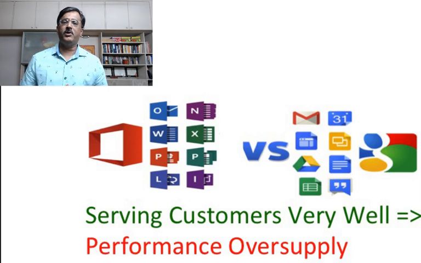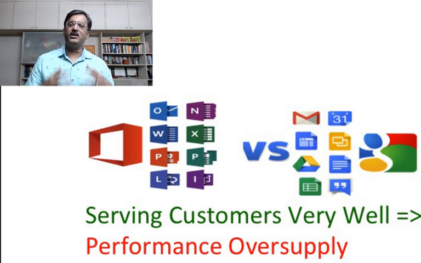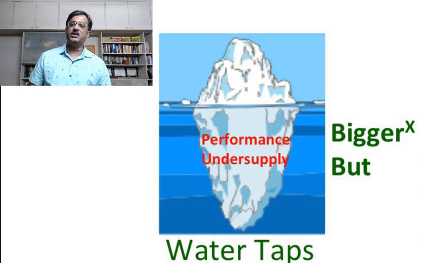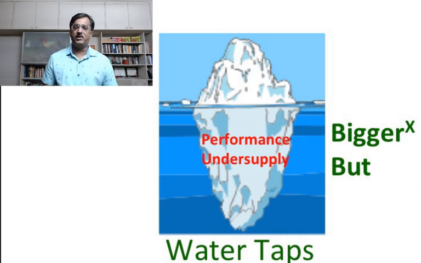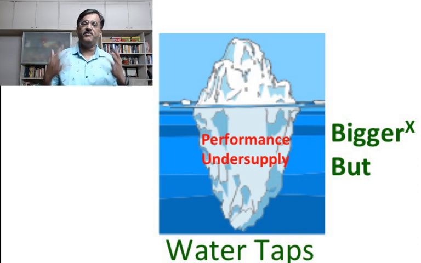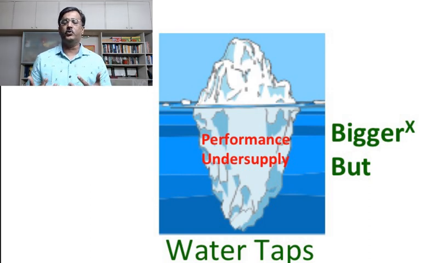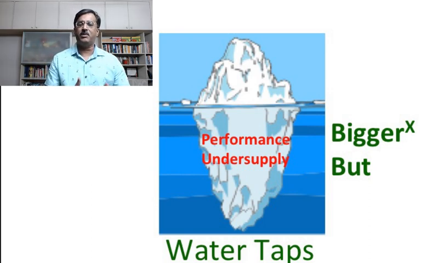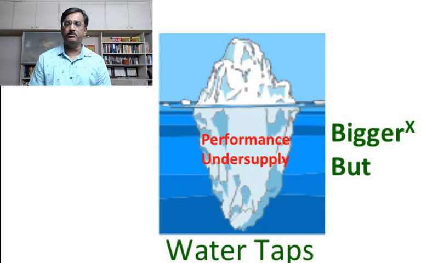Now, the problem with the performance oversupply concept is that it is very, very rare. It doesn't happen that often, which is why disruptive innovation is hard. My recommendation is that we go after performance undersupply, which is far more pervasive. In fact, every system or process that we use has performance undersupply waiting to be tapped by an innovator.